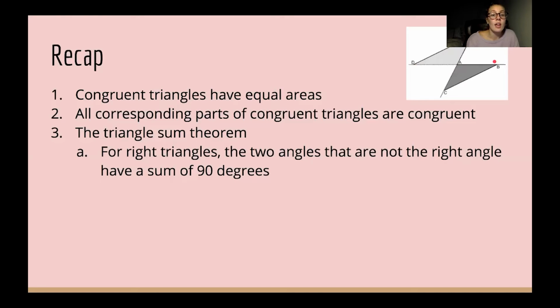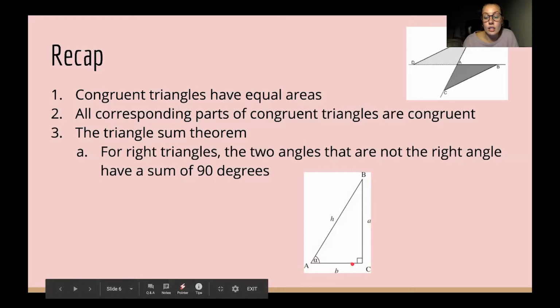And then we have the triangle sum theorem, which says for right triangles, the two angles that are not the right angle have a sum of 90 degrees. Well, we kind of discussed this already. So going back to this picture that we had on the other slide, we have our 90-degree angle at our C. And we have our hypotenuse, which is across from that. Noted, remember we talked about that.